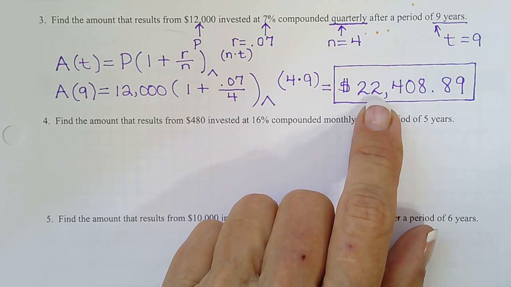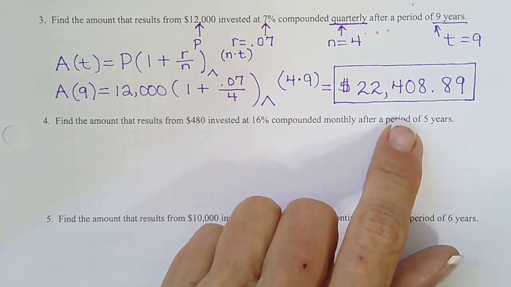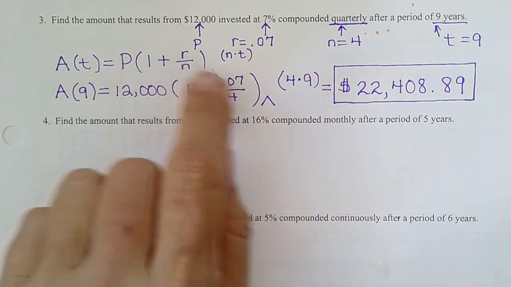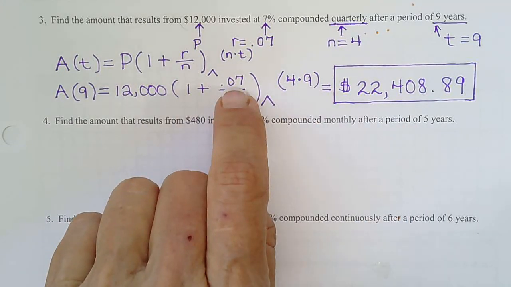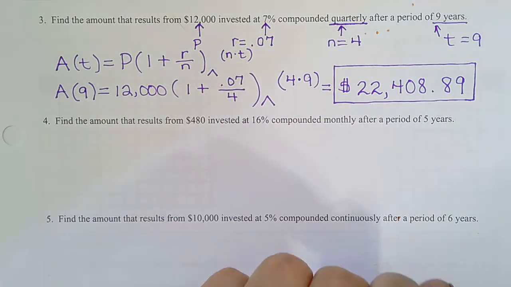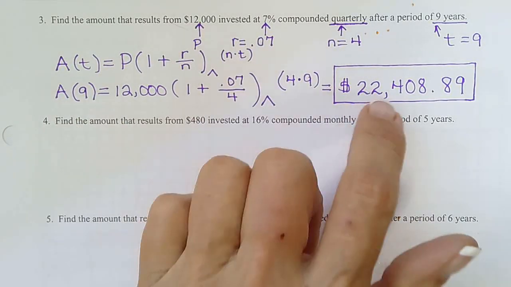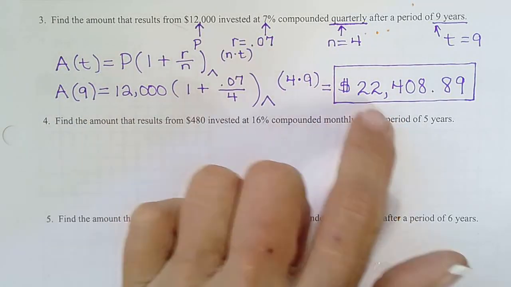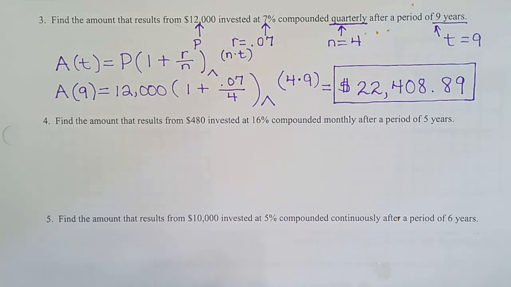So I've had students write 22,256,000 and I'm like, that doesn't make sense. That can't grow that much because it's easy to miss decimal places or maybe type it in wrong or maybe forget the parentheses. So make sure your answer makes sense. So the amount about doubled in 9 years. That makes sense.